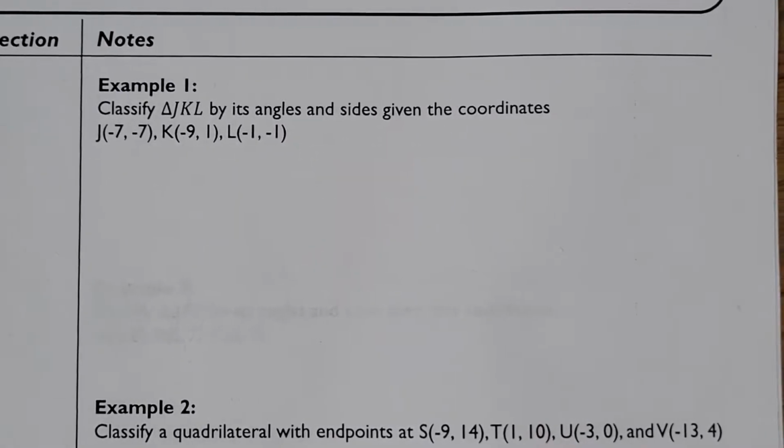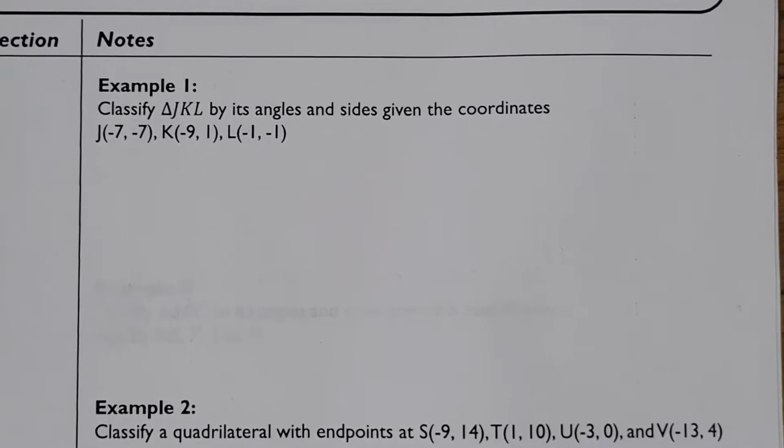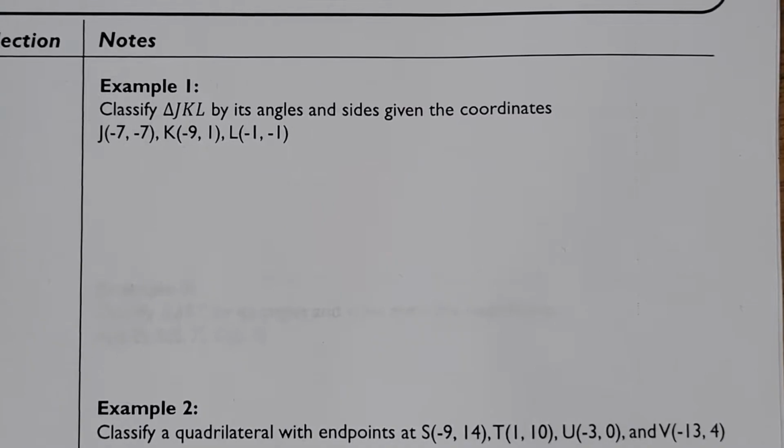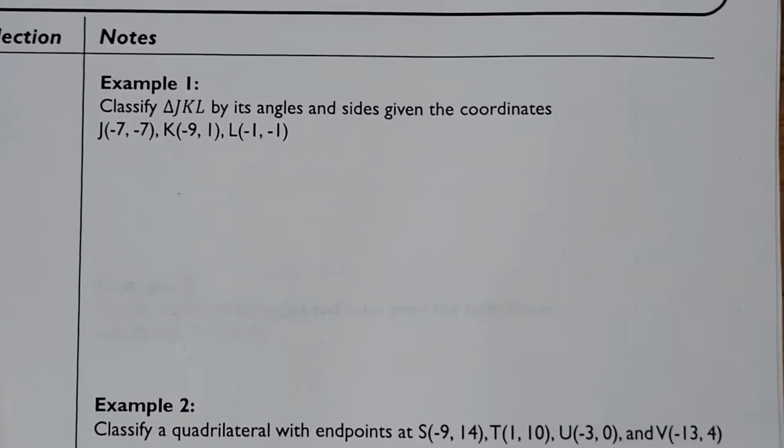So the first one, we have a triangle. I'm going to classify this as either acute, obtuse, or right, and I'm going to classify it as scalene, isosceles, or equilateral based off of sides. So the first thing I'm going to do is find the distance for all three sides.